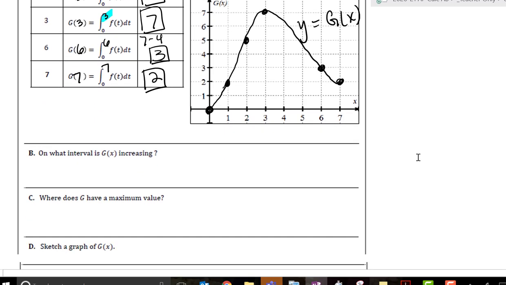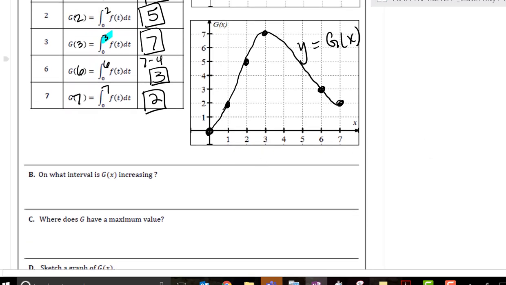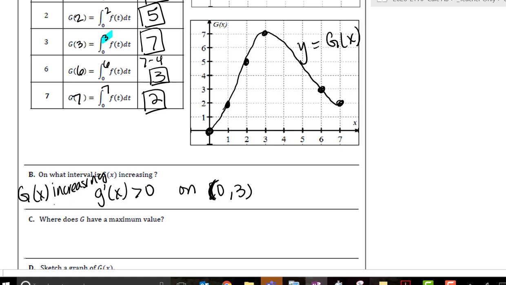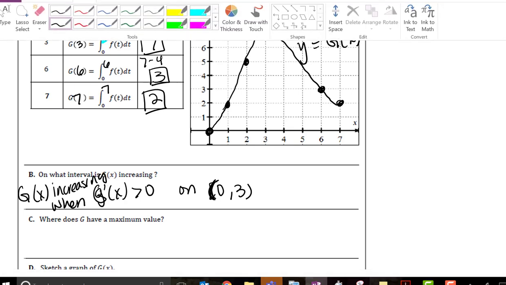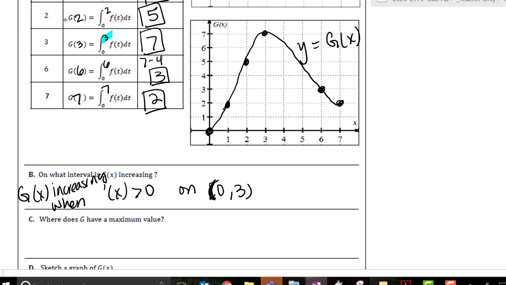We can also draw some conclusions very similar to what we did in Unit 5, where the interval where G of x, capital G, is increasing is where G prime of x is greater than 0, on the interval 0, let's make it open, to 3. So let's make this: it's increasing where that capital G prime, so that we're really showing that strong connection, is greater than 0.